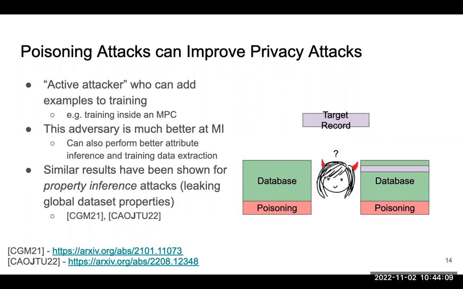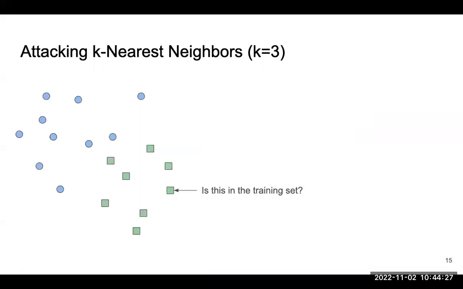So I'm going to give you a little bit of a description of how this can improve membership inference attacks, but training data extraction attacks also improve. And then other attacks known as attribute inference and property inference also get a lot better when you give this adversary a little more power. And all I'm going to be describing for now is how you can do this on k nearest neighbors, which is a very simple model.